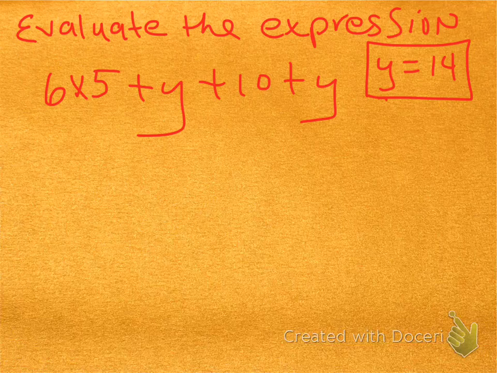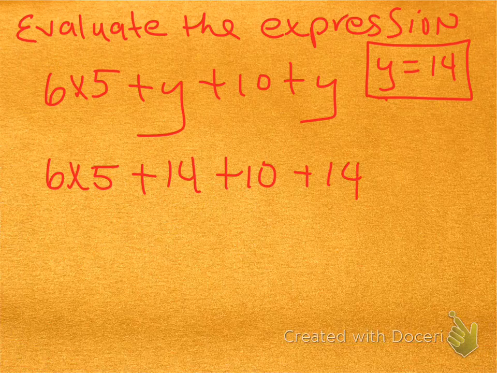Okay, so then we take this and we plug in the 14 for it. So when you're doing your homework, you'll write the problem, and then when you plug this in, you'll bring down the 6, you'll bring down the 14 instead of that y, and you'll bring down the 14 again for the y. We'll just substitute it right in, okay? And then we use order of operations. Do I do the multiplication or the addition first?